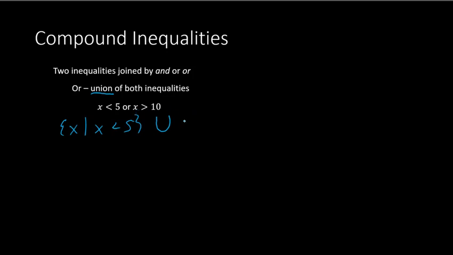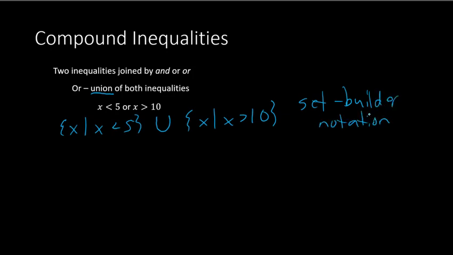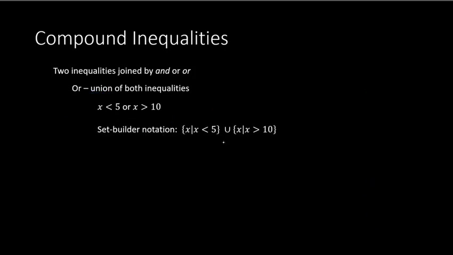And then we put the other one, x is greater than 10. So we put braces around it, and we write x such that x is greater than 10. So this would be the same expression as up here, but this is what we call set-builder notation. All right, so it's just another way of writing the same thing. And we see that typed up right here. So that is an or statement.